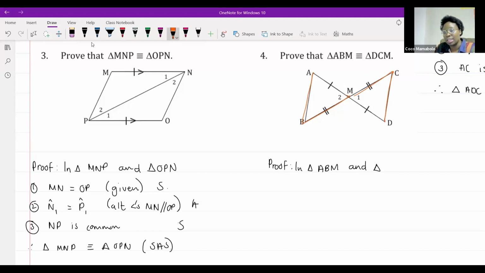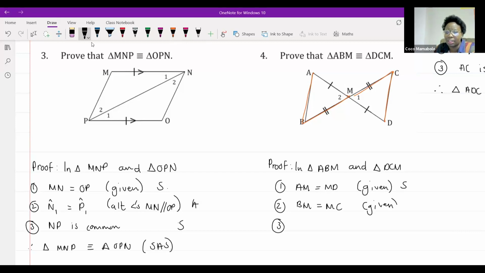In triangle DCM. Okay, 3 reasons. 1, 2, 3. I'm going to say that AM is equal to MD. That's a side, and it's been given. And then I'm going to say BM is equal to MC. That's another side, and it's also been given. And my last thing is going to be that angle M1 is equal to angle M2. And that is because of vertically opposite angles.